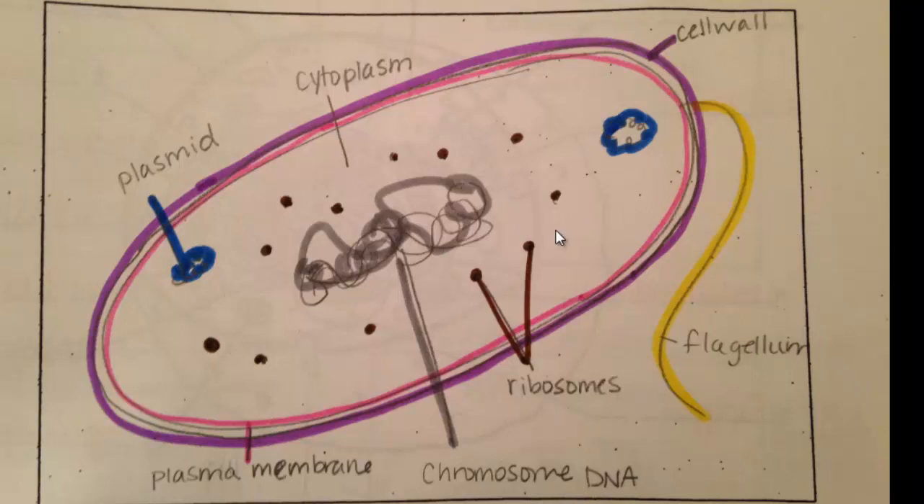It's the jelly-like stuff that is suspending everything. Ribosomes, because they do have to make some proteins, because they also do have chromosomes and DNA. The plasma membrane is like the cell membrane. And then they also have these things called plasmids that are inside. Plasmids are not organelles. They're just something that exists inside of the prokaryotic type cells.